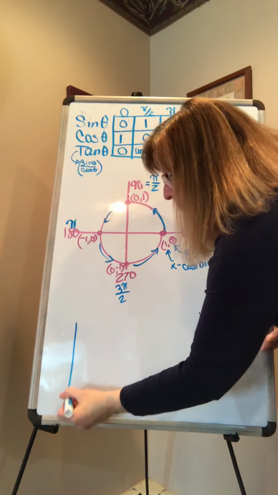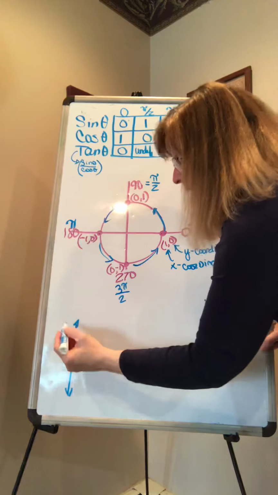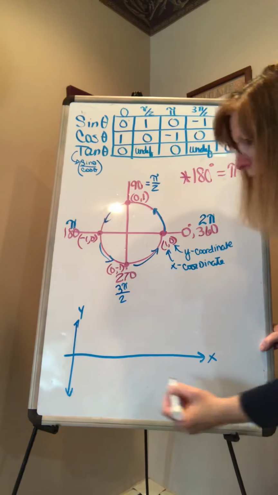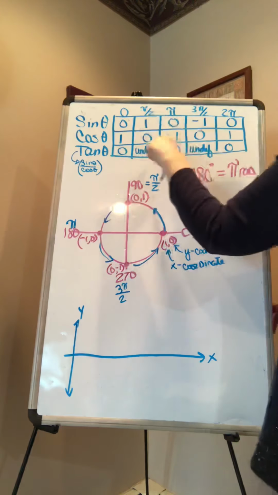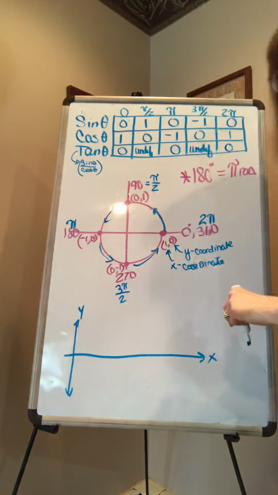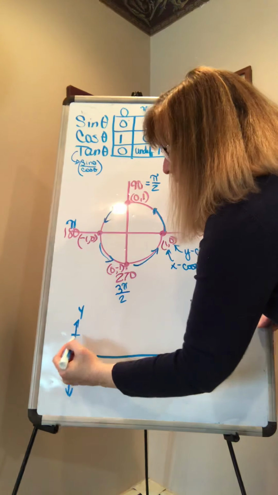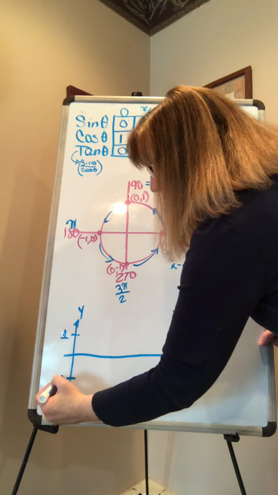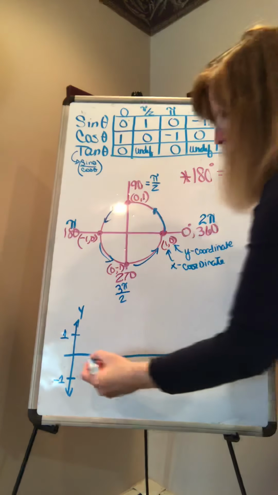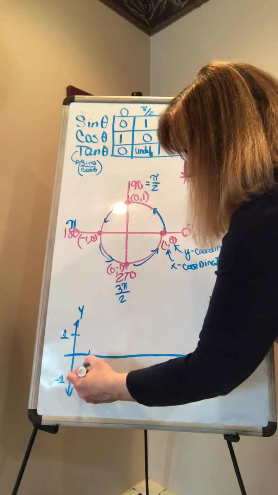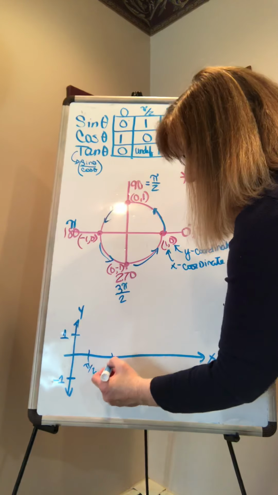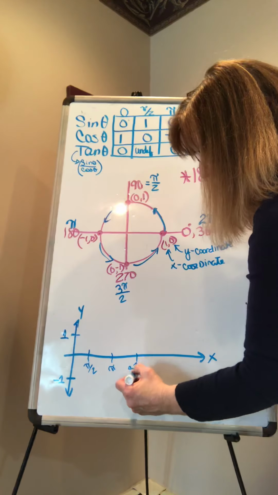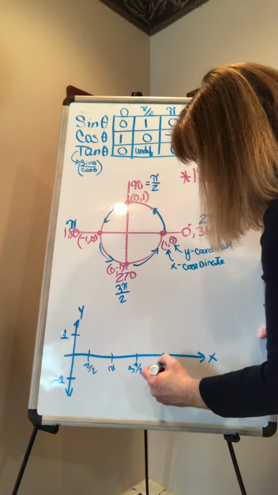And so here's my y-axis. And here's my x-axis. And if I'm alternating up and down from 1, we're going to go into what that means. When we're going up and down, it's actually called oscillating between 1 and negative 1. We're going to talk about that in a moment. And here's 0. Here's 90, pi over 2. Here's 180, pi. Here's 270, 3 pi over 2. And here's 2 pi, full rotation.